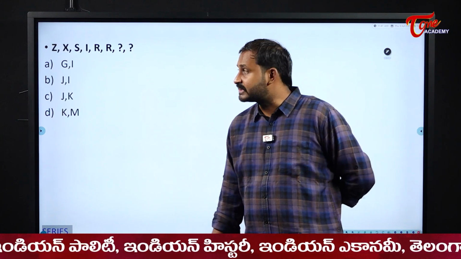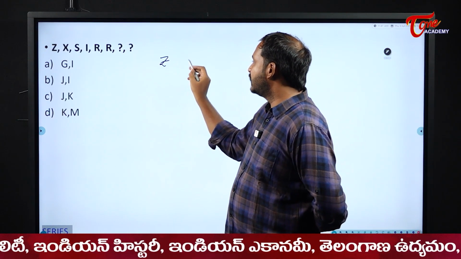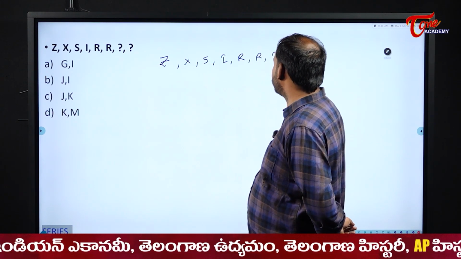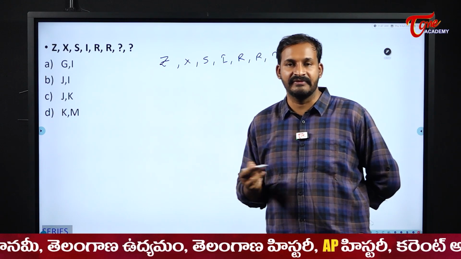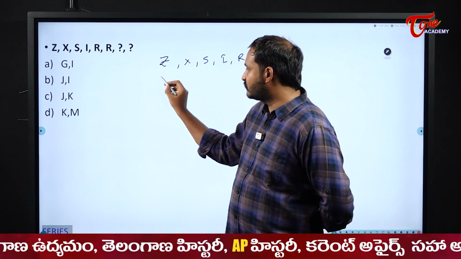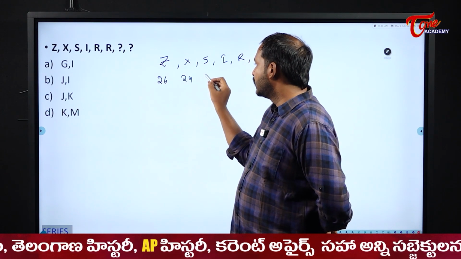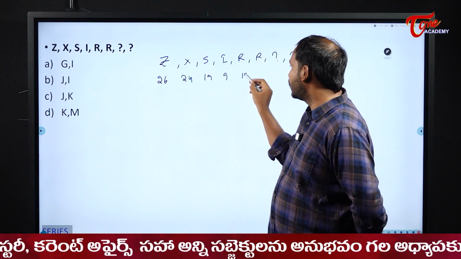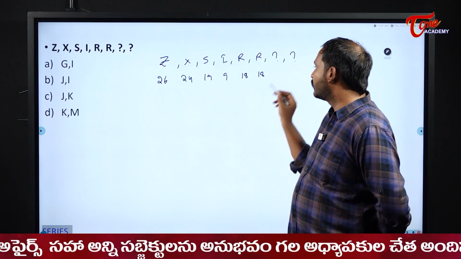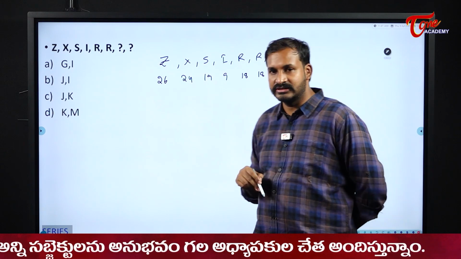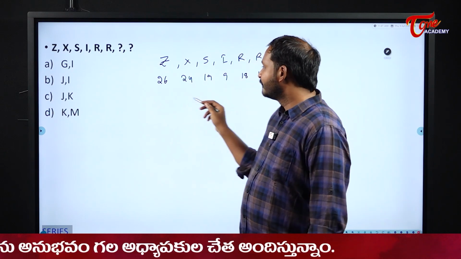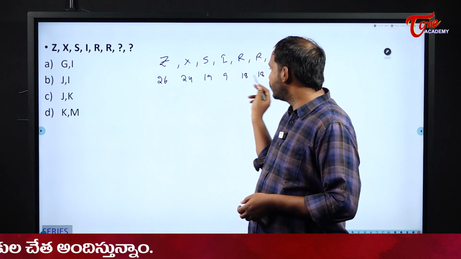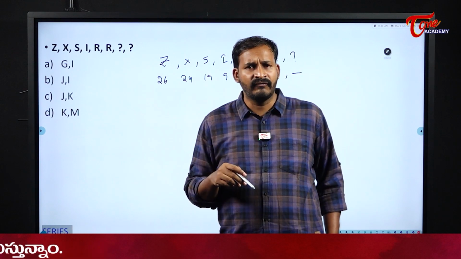Right. Now we will see the next one: ZXS, IRR. As I already told you, whenever you have two question marks, there is a high chance of having two series. So Z is 26th alphabet, X is 24th, S is 19th alphabet, I is 9th alphabet, R is 18th alphabet and R is also 18th alphabet. And what comes to the next and next? Now see here students, if I think in this order only, what is happening? It is not going to work for me, right? Why? Because 26, 24, 19, they are not following any particular order.